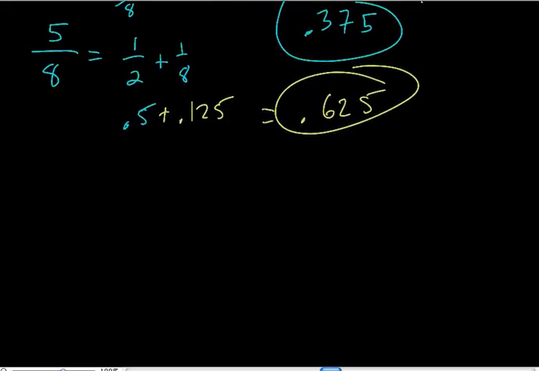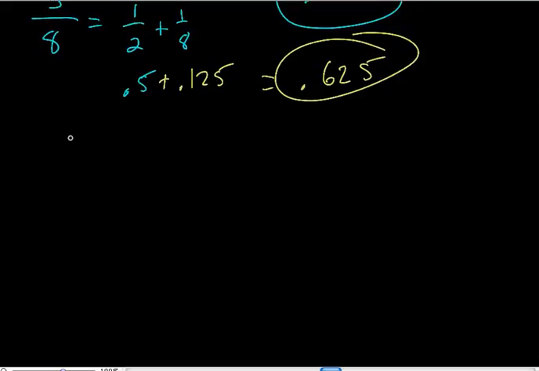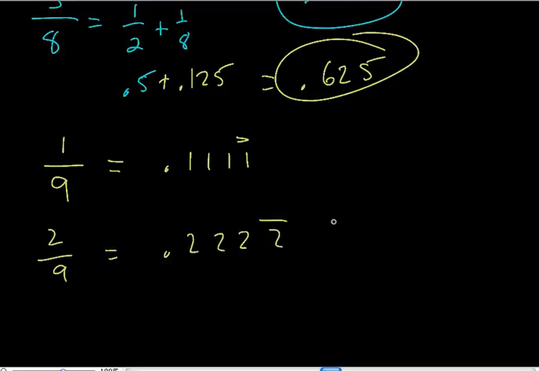Another one that's kind of interesting are the nines. So if I have something like 1/9, well, guess what? That's equal to 0.1111 repeating, and 2/9 is equal to 0.2222 repeating. And I guess I can prove this to you the way that the algebra book shows you, and it's pretty interesting.